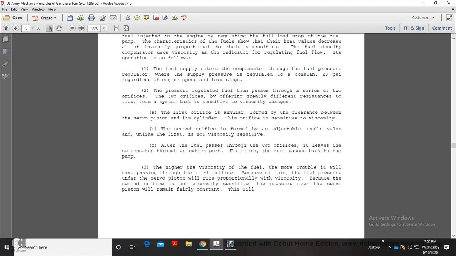After the fuel passes through the two orifices, it leaves the compensator through the outlet port. From here, the fuel passes back to the pump. The higher the viscosity of the fuel, the more trouble it will have passing the first orifice. Because of this, the fuel pressure under the servo piston will rise proportionally with the viscosity. Because the second orifice is not viscosity sensitive, the pressure over the servo piston will remain fairly constant.